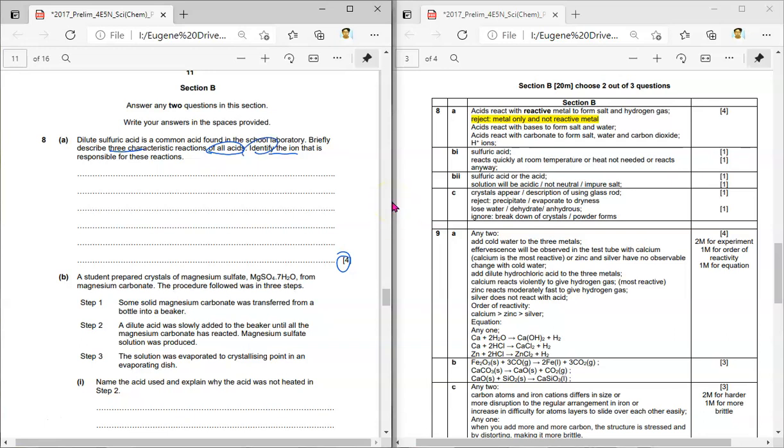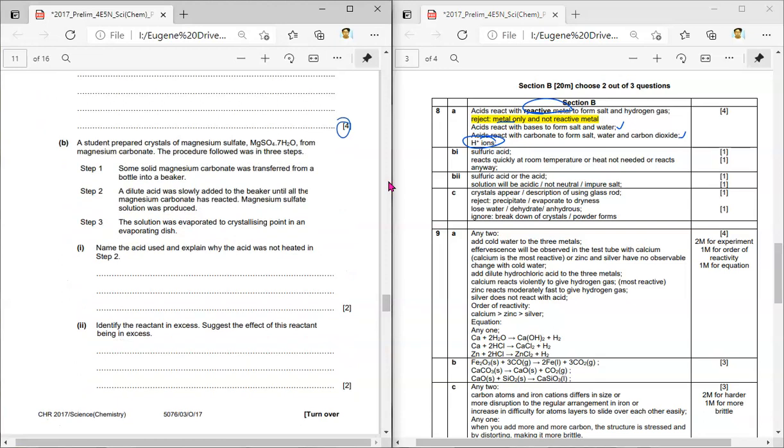So the three characteristics that we are looking at are generally about the reactions. First one is that acids react with reactive metals. Do take note, copper is rejected because copper does not react with the acid itself. Next, acids react with bases to form salt and water. Acids react with carbonates to form salt, water, and carbon dioxide. So literally, you're just describing the reactions. And the last one is the ion that is responsible, which is H plus ions. So this is for the 4 marks here.